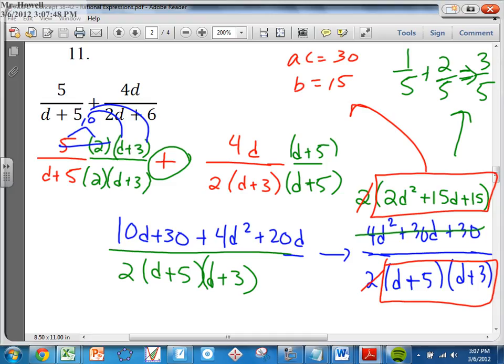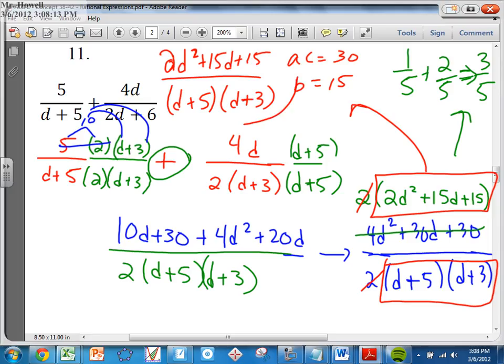I could FOIL it. I'm going to leave it like this. So I'm going to leave my answer as 2b squared plus 15b plus 15 all over... Oh, is it b or d? I'm saying d. It's d. Does it matter, really? Yes. I know it does, but it kind of doesn't. All over d plus 5, d plus 3. And again, I would write that as my final answer.